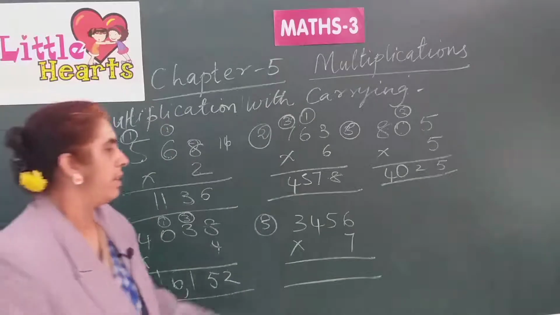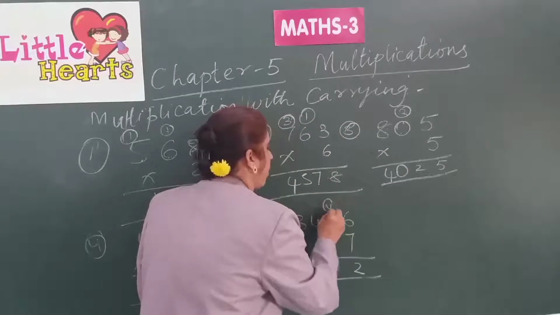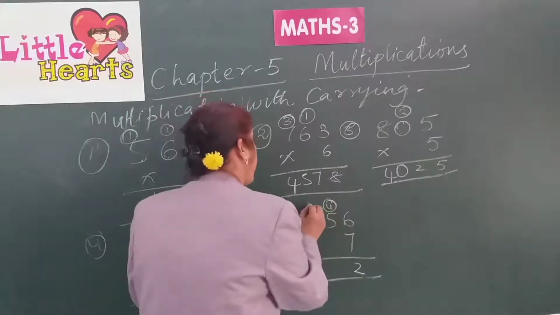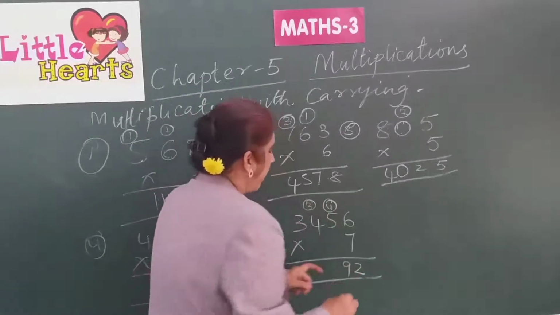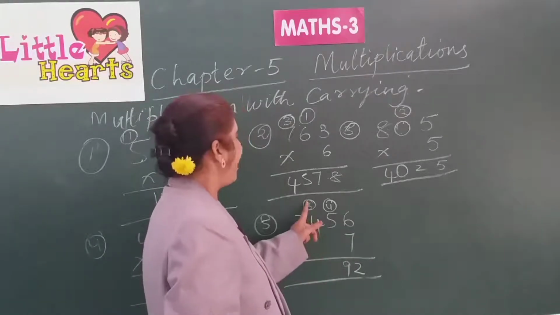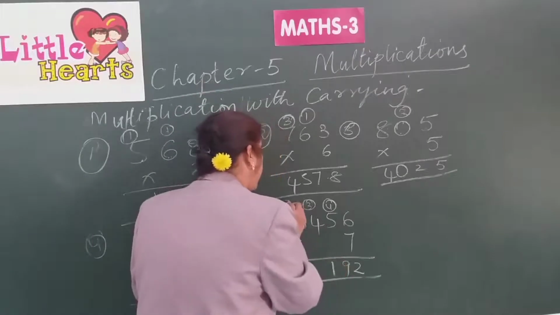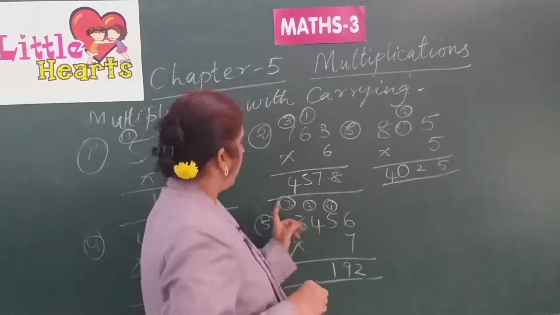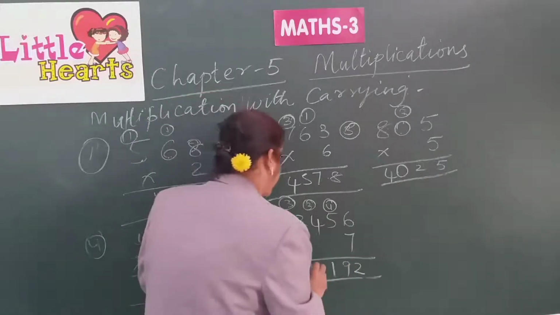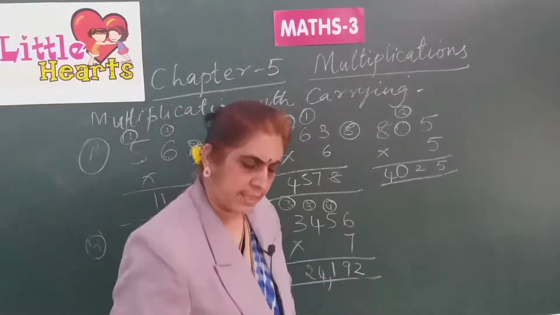3,456 into 7. 7 6s are 42, carry 4 here. 7 5s are 35 plus 4, 39. 9 in the tens, 3 in the hundreds. 7 4s are 28 plus 3, 29, 30, 31. 1 in the hundreds, 3 in the thousands. 7 threes are 21 plus 3, 24. 24,192 is the answer.